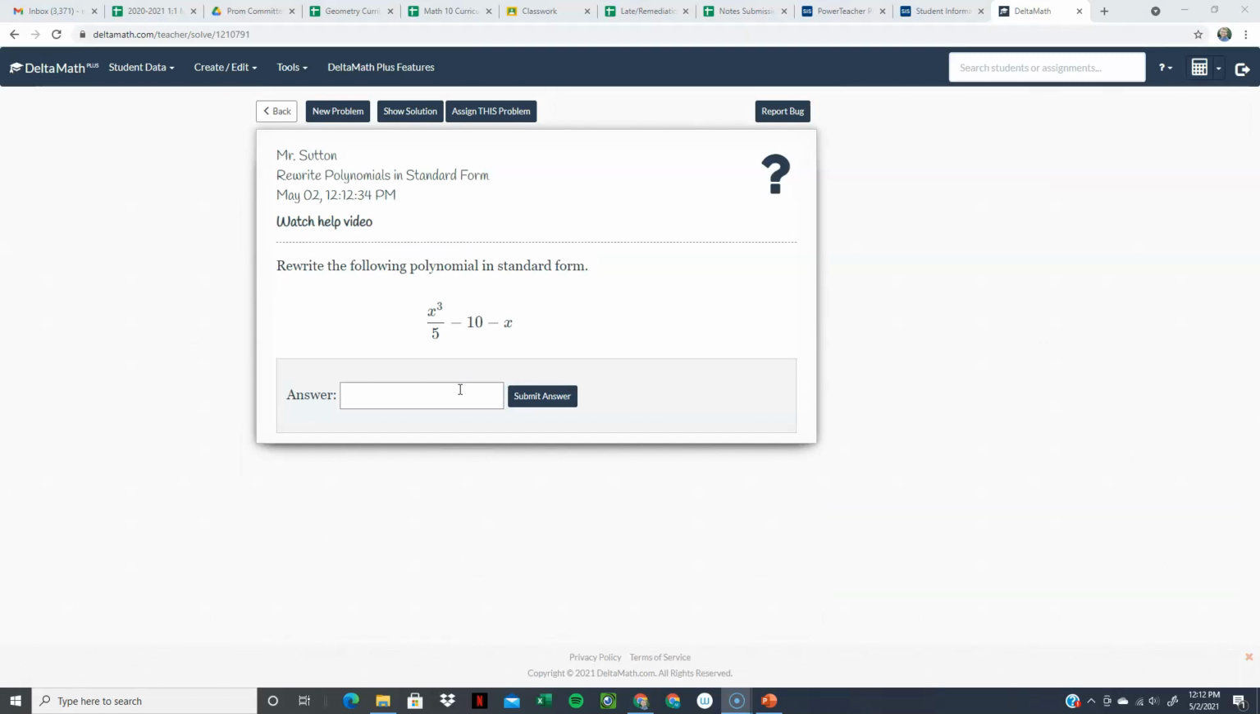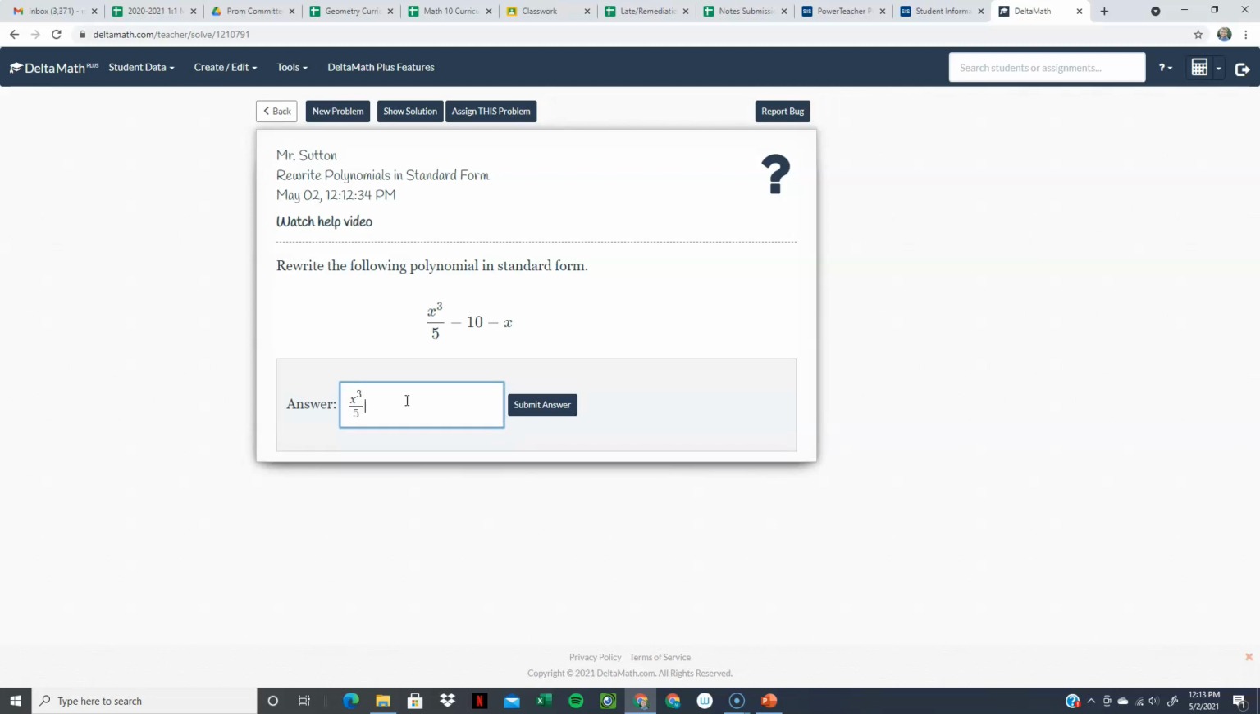The last type of question is to just rewrite in standard form. So remember the rules. We want to combine like terms and then order from highest degree to lowest degree. So the highest degree would be 3 here. So we have x to the 3rd divided by 5. The next highest degree is this x to the 1st. You have to make sure you keep your signs with it. So that's a negative x. And then last we have that negative 10.